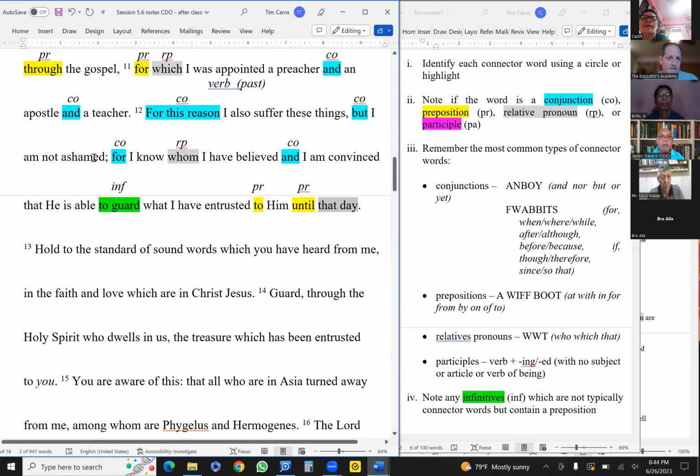Now, notice a couple of things here. "I am not ashamed," that ends with an ED. "I have believed," ends with an ED. "I am convinced," ends with an ED. Notice all of them have a verb of being in front of it. These are all regular verbs. They're not participles. And notice as well, we have that tricky English word that.